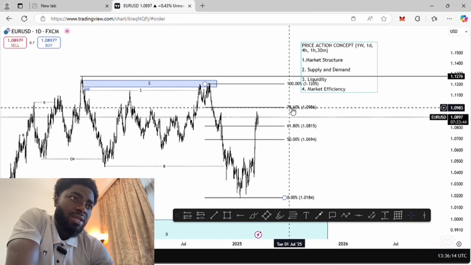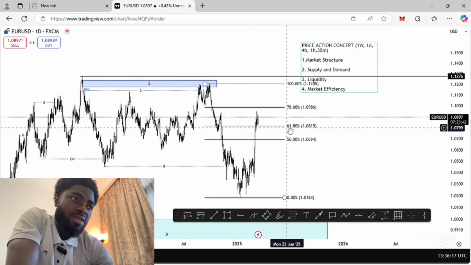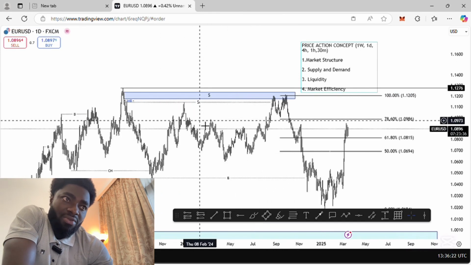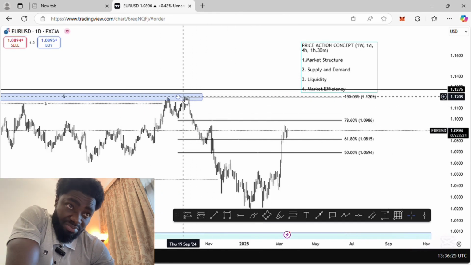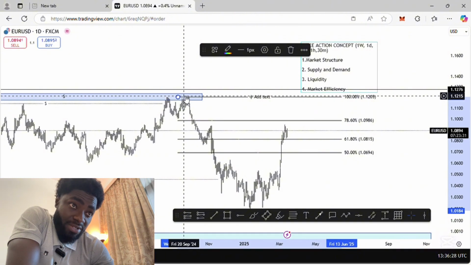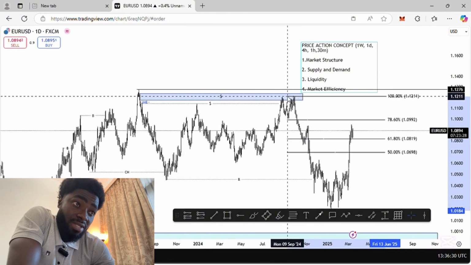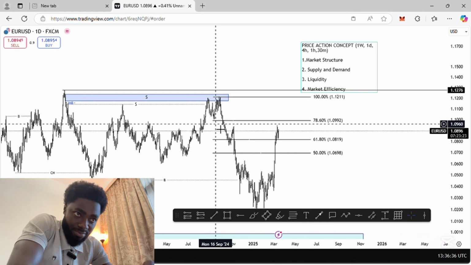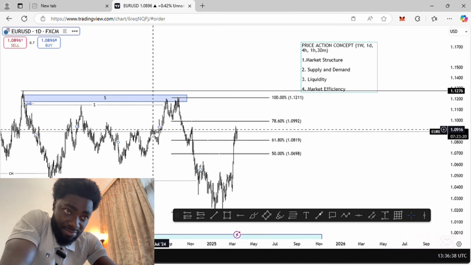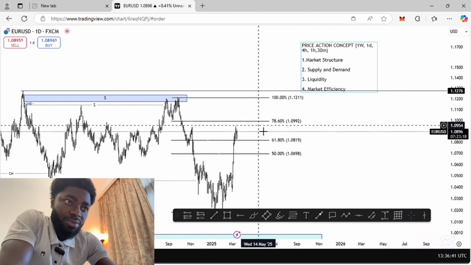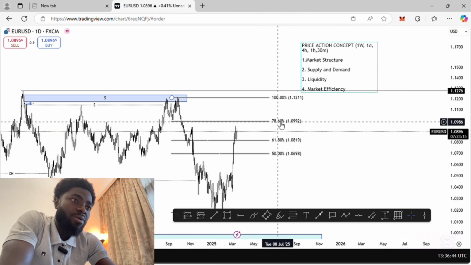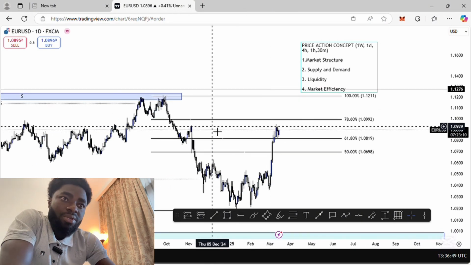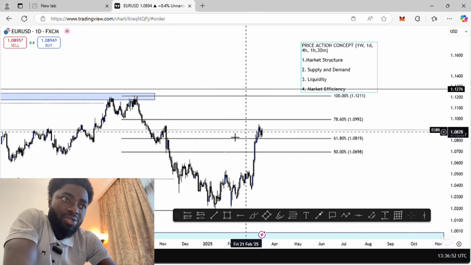So now we are inside 78 and 61 fib retracement, and these zones are strong reversal zones. So mind you, this major high shouldn't be breached. If we break it, then we will have a shift in price to the upside. So since price is now behaving inside 78.6 and 61.8, we would patiently be waiting for a trade opportunity at this zone.